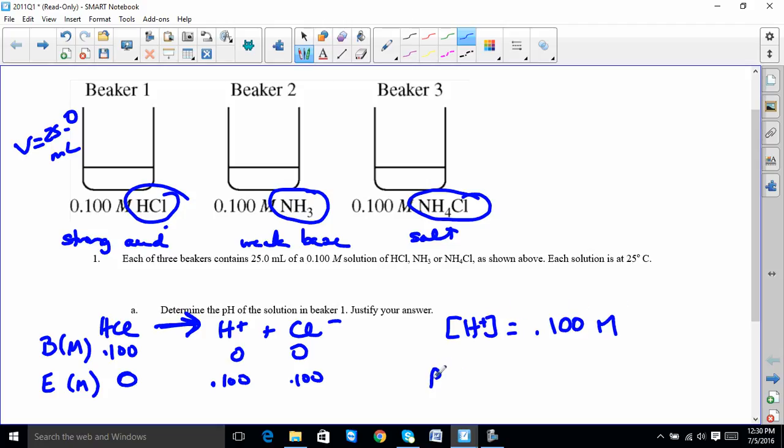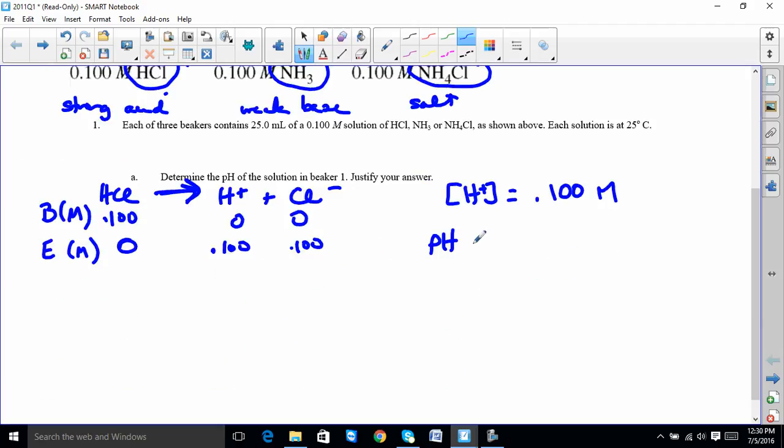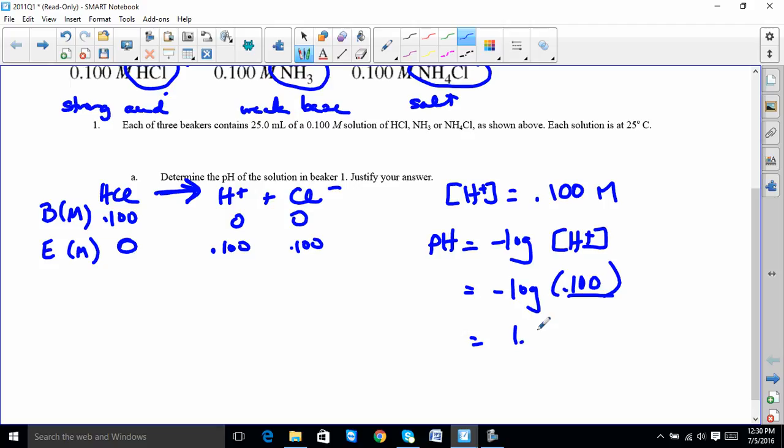And the question is, what was the pH? Well, pH is defined as the negative log of the hydrogen ion concentration. And so this is the negative log of 0.100 molar. Your calculator will say 1, but this has 3 sig figs, so you need to have 3 decimals, because once you take the negative log, only the numbers after the decimal point are considered significant.